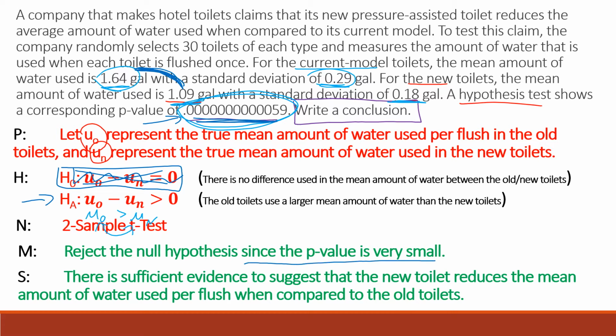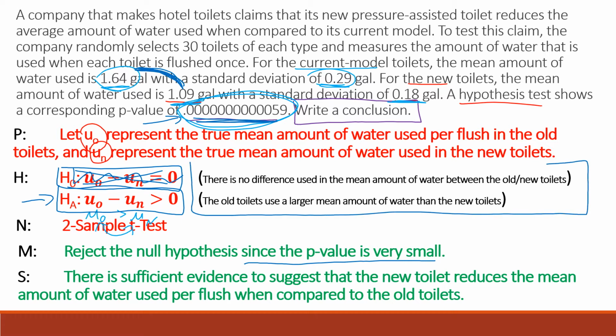We need to say that. The second sentence is always about the alternative hypothesis. We want to write this in context. There is sufficient evidence to suggest, and then we just write this in the context of the problem. Sufficient evidence to suggest that the new toilet reduces the mean amount of water used per flush when compared to the old toilets. Now I wrote what each of these mean over on the side here, just to kind of help explain what this problem is about.